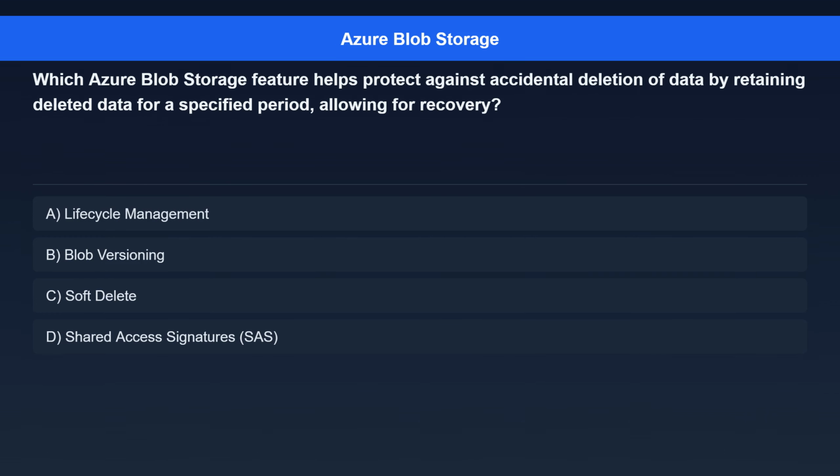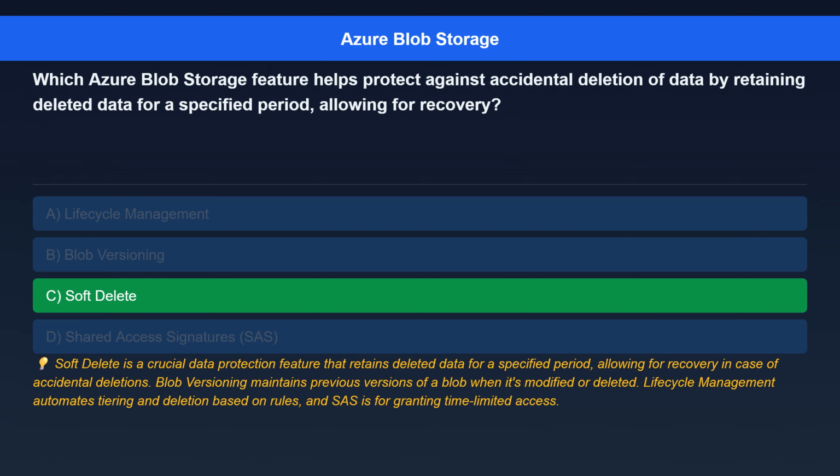Question 9. Which Azure Blob storage feature helps protect against accidental deletion of data by retaining deleted data for a specified period, allowing for recovery? Option A. Lifecycle management. Option B. Blob versioning. Option C. Soft delete. Option D. Shared access signatures, SAS.